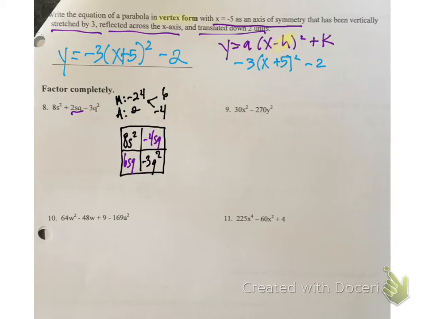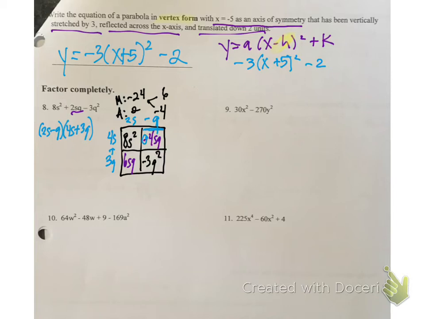So I can pull out a 2s at the top. I can pull out a negative q. I pull out a negative because this box is negative. So if it's touching a negative box, then it becomes negative. Just a little shortcut. Then I can pull out a 4s, and I can pull out a 3q, positive 3q. So the final factored form would be 2s minus q and 4s plus 3q. And then I am done.